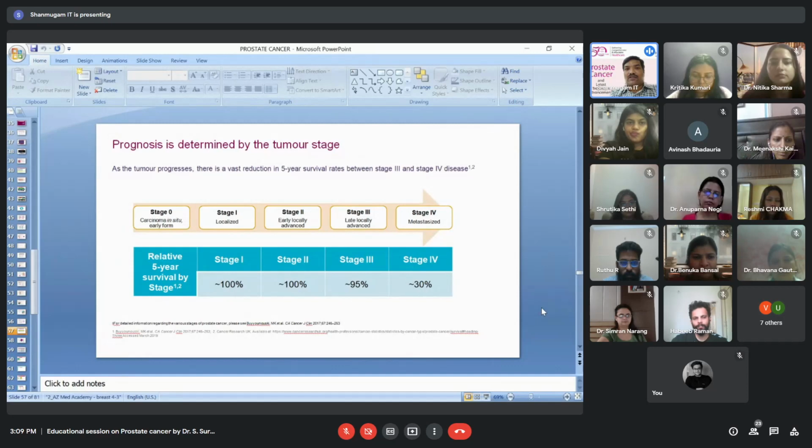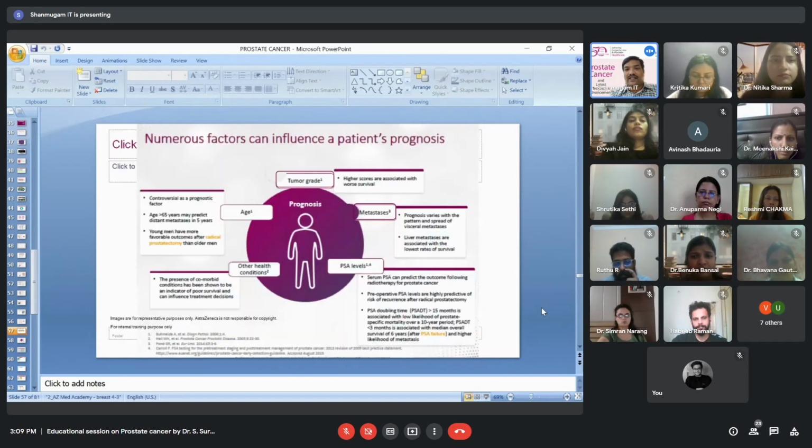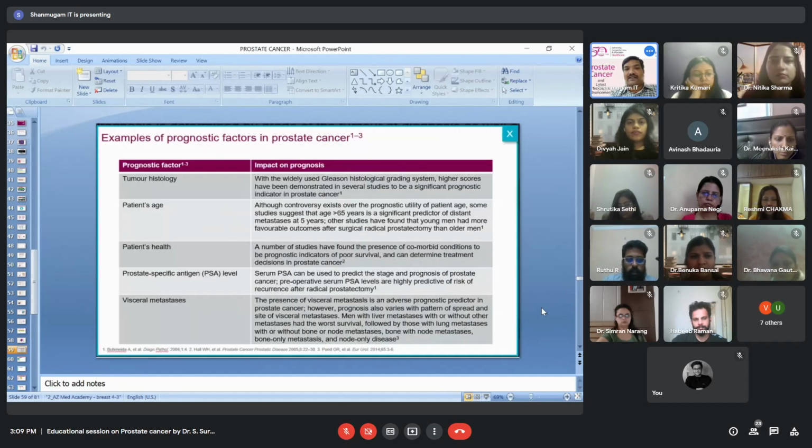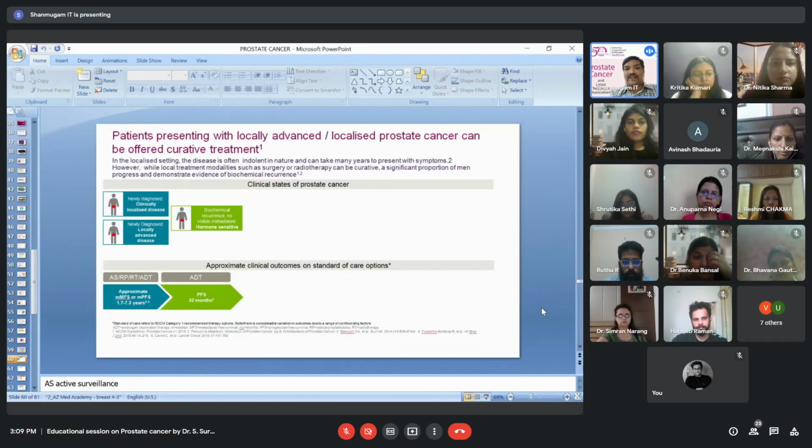You can see that the prognosis is determined by tumor stage. For 5-year survival, in stage 1 we expect around 100%, stage 2 also 100%, but it comes down to 95% in stage 3 and around 30% in stage 4 patients. The numerous factors which can influence the patient's prognosis are age, other comorbidities, tumor grade, site of metastasis, and PSA levels. So these are all the prognostic factors, and we need to be very careful.